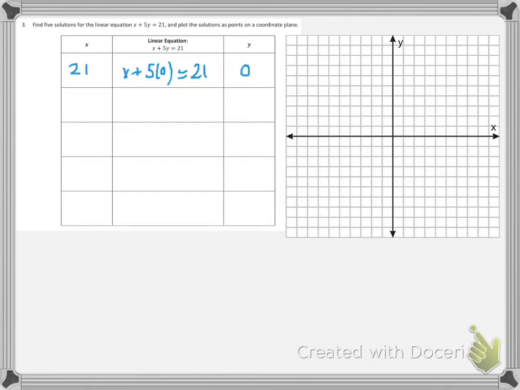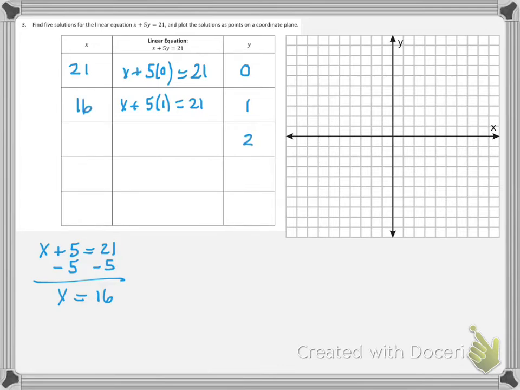Okay, if y is 1, then we'd have x plus 5 times 1 equals 21. So x plus 5 equals 21. And then we would subtract 5 from both sides to isolate the variable. We get x equals 16. So if y is 1, x equals 16.